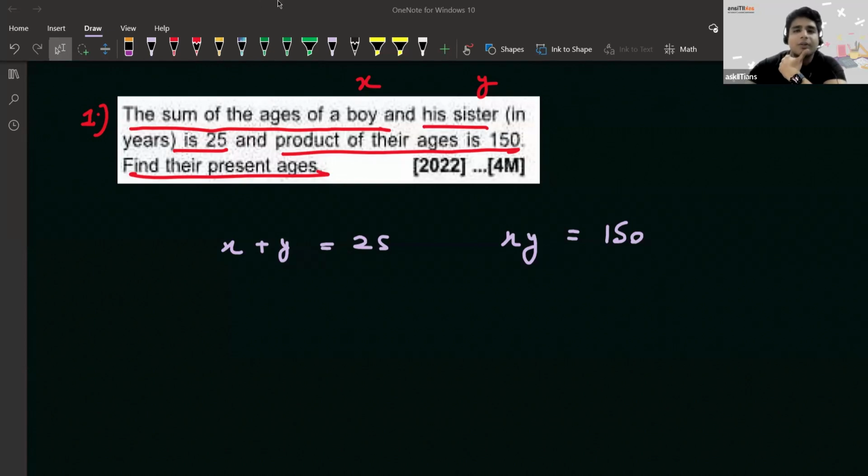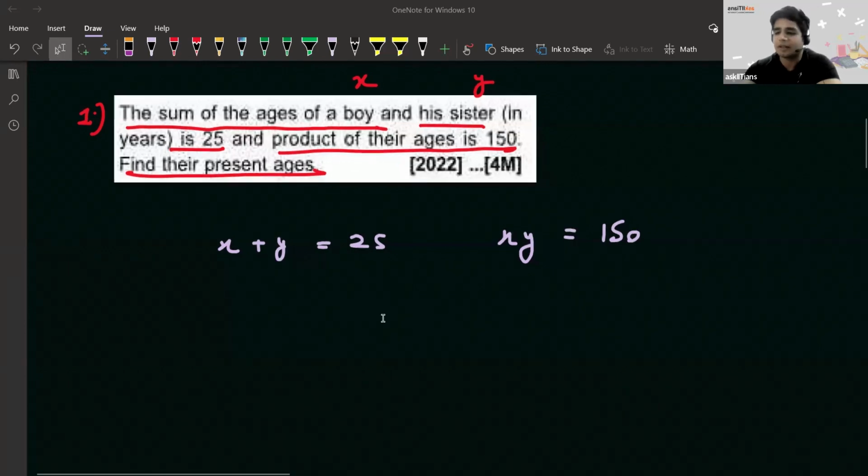Okay, let me check the responses. I think I have a few responses. Very nice. Good job. Most of you have given the correct answer. So let's begin, everyone.